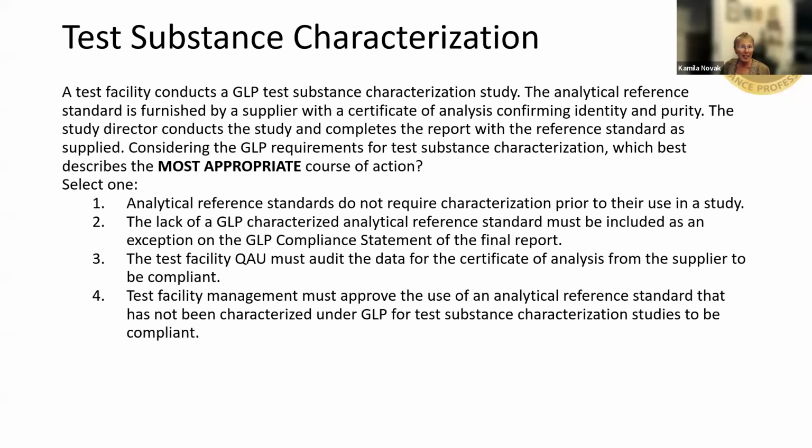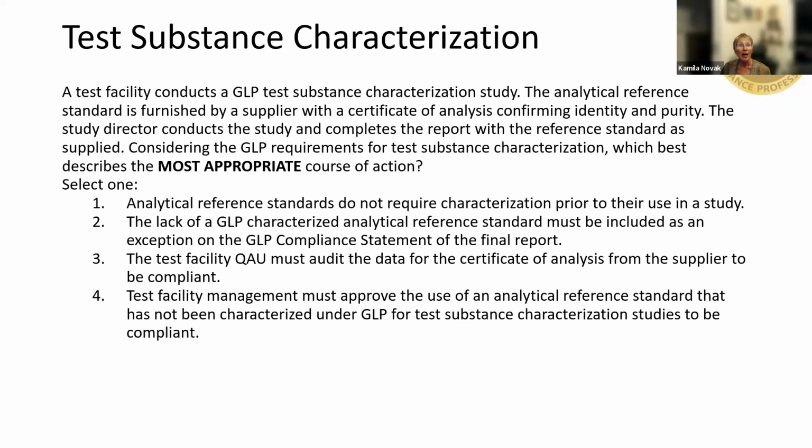Test substance characterization is the next one. A test facility conducts a GLP test substance characterization study. The analytical reference standard is furnished by a supplier with a certificate of analysis confirming identity and purity. The study director conducts the study and completes the report with the reference standard as supplied. Considering the GLP requirements for test substance characterization, which best describes the most appropriate course of action?